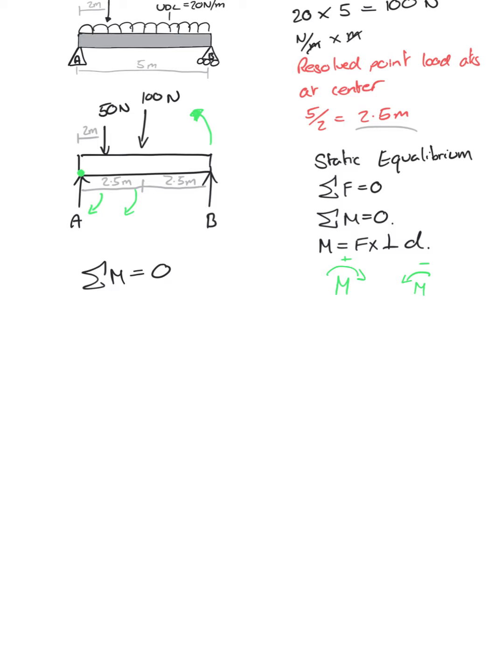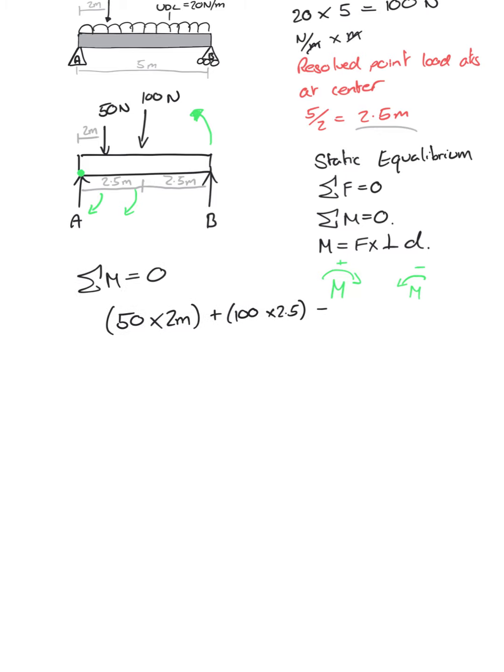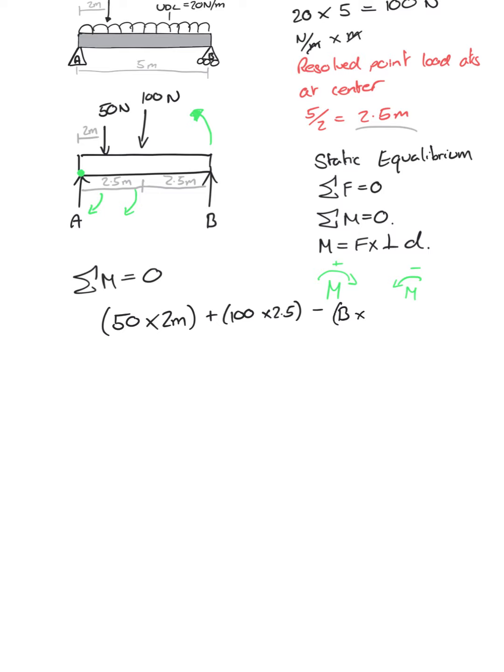Okay, so I have 50 newtons, that's my force. My perpendicular distance from A, I need the horizontal distance, is 2. That's a positive moment, plus my 100 is my force. My perpendicular distance, and be careful here, is the total distance away from A, so 2.5, that's positive. Minus B. How far away is B from A? A distance of 5, equals 0. All these moments should equal 0 if it's going to be in equilibrium.